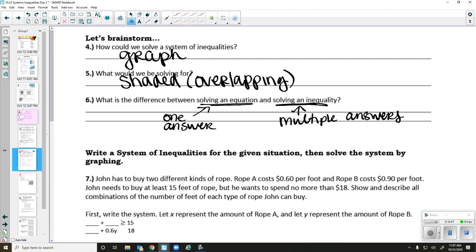What part of writing makes an equation have only one answer? The equal sign. Inequalities have all of these less than, equal to, greater than, equal to, which creates the multiple answers. Lots of answers.